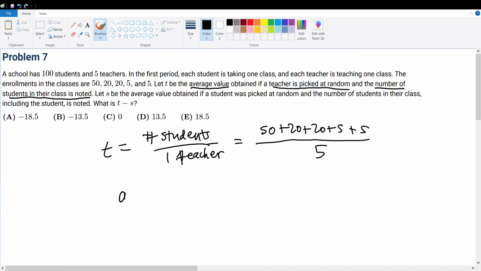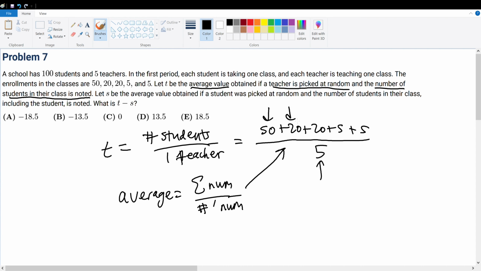Now, the definition of an average in the first place is equal to the sum of numbers divided by the number of numbers. So this information will correspond to this value because every teacher is teaching one class. The 5 teachers are teaching each of these 5 classes right here. And we're trying to find the students in each class, so we must sum the students up and divide by 5 to get the average number of students per class. This would give you 100 divided by 5, which gives you 20. So now we have T, let's solve for S.